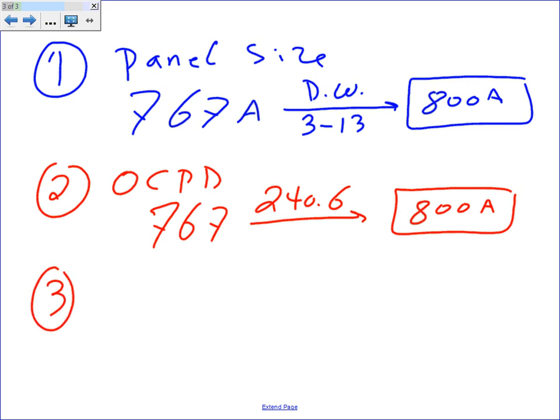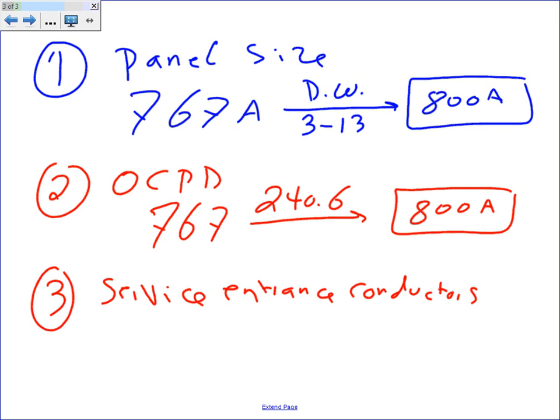Three, now I need to size cables to carry this baby. Feeders or service entrance conductors. I know up to 800 amp, guys, we size based on the load. Up to 800 amp, you can size based on the load. Good practice engineering work is to size based on the overcurrent protection device.